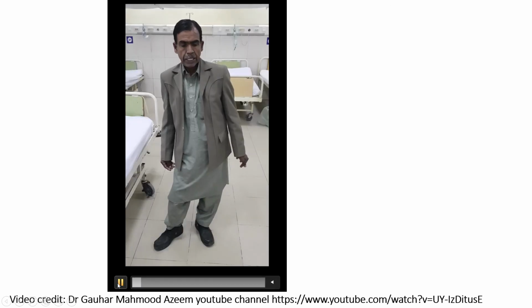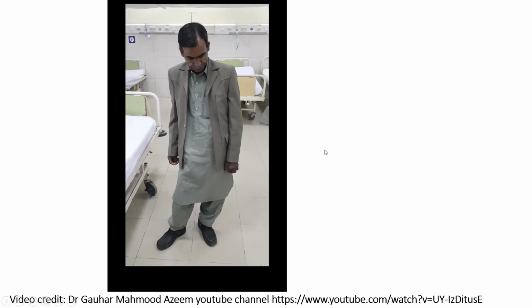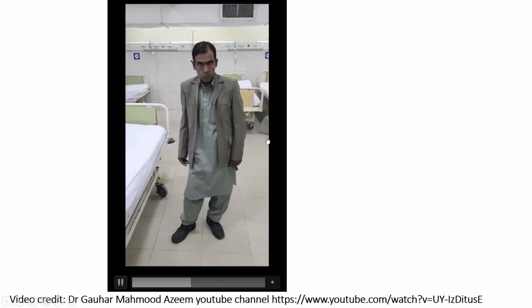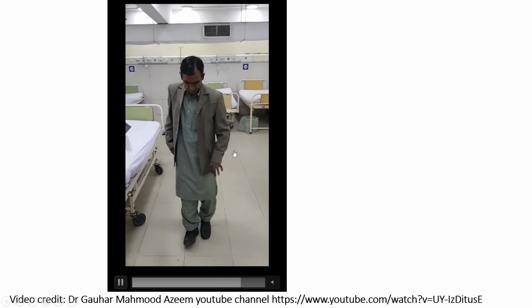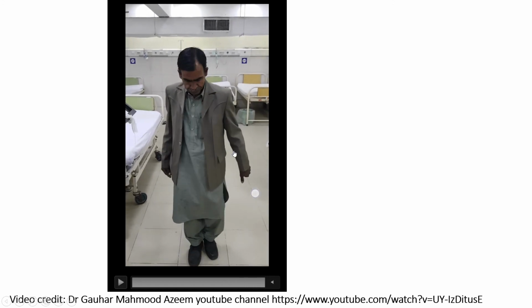Okay, let's see this once again. So this is a hyperkinetic movement. Is it rhythmic or non-rhythmic? This is non-rhythmic, right? There is no rhythm or regularity associated with it. The movements seem non-patterned, with no particular pattern associated with them.